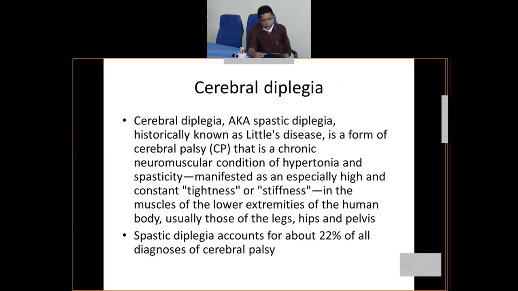These are a few important acute causes of paraplegia, spastic paraplegia. Now the chronic paraplegia, one is cerebral dysplasia, also known as spastic paraplegia. It was historically known as Little disease.